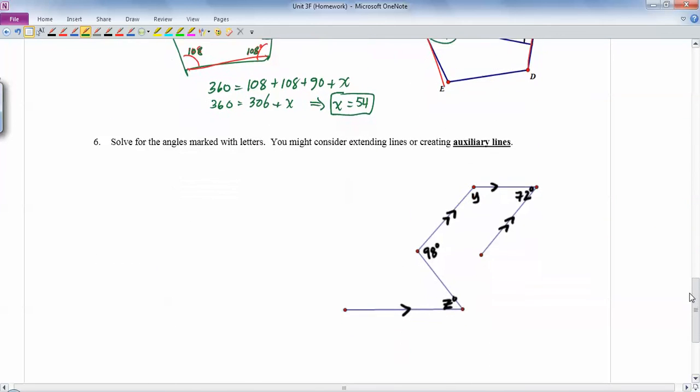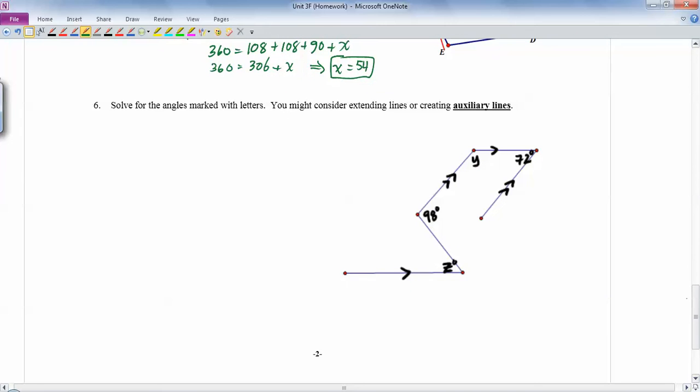6. Our last problem here. So there are going to be a couple different ways of solving these things. I'll show you. I'll see if I can come up with a couple. So let's see. The hint is auxiliary or extending lines.